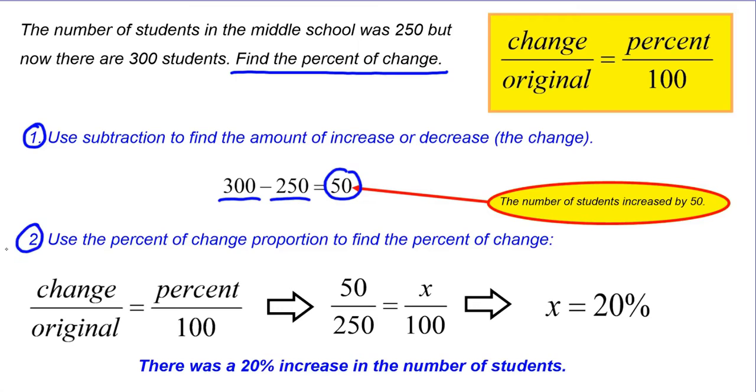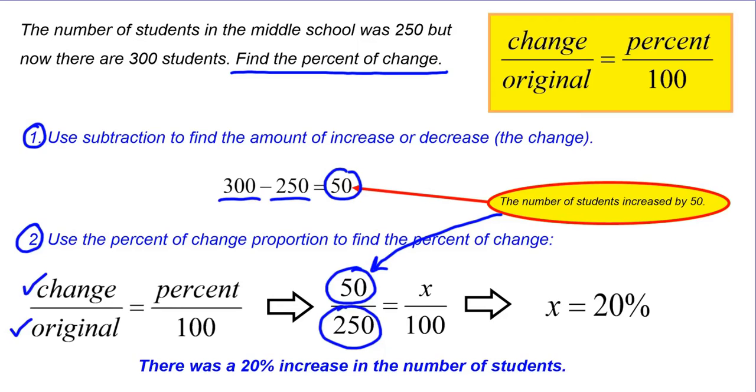That's where step 2 comes in. We're going to use the percent of change proportion to find the percent of change. So I need to know how much it changed and what it was originally. It changed 50, so this was the amount of change. This is what the population was originally, 250. So there's my ratio there, and then my percent ratio here.